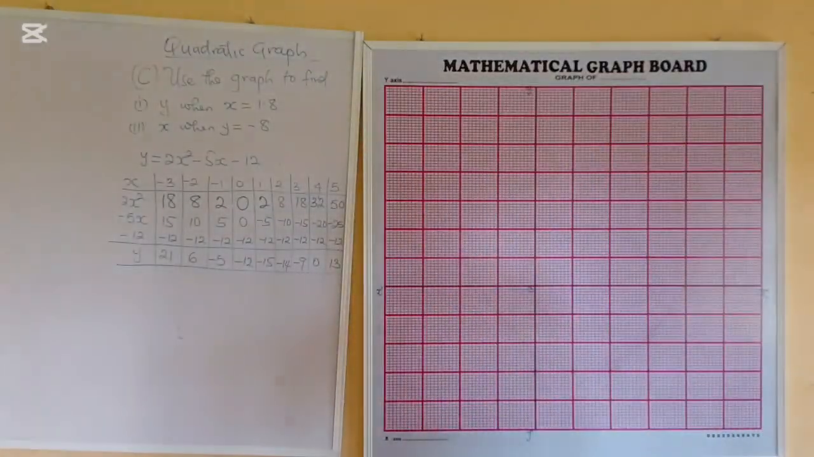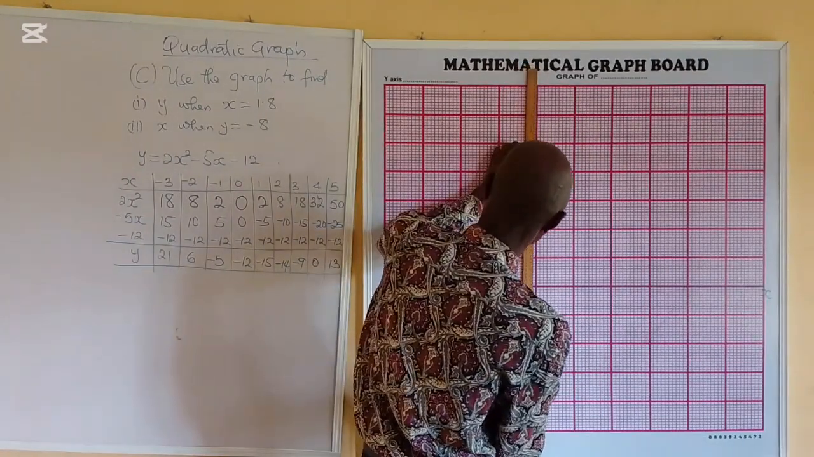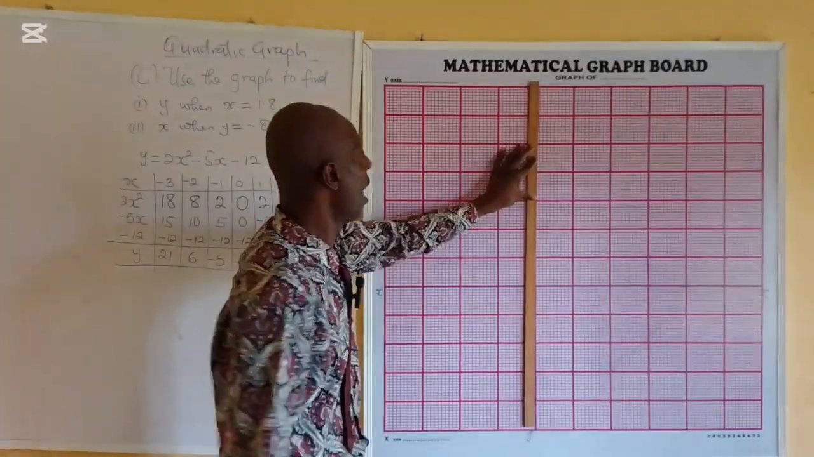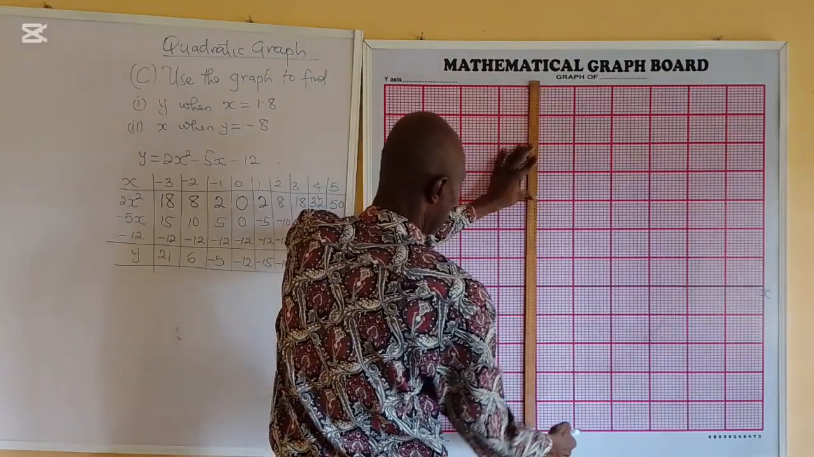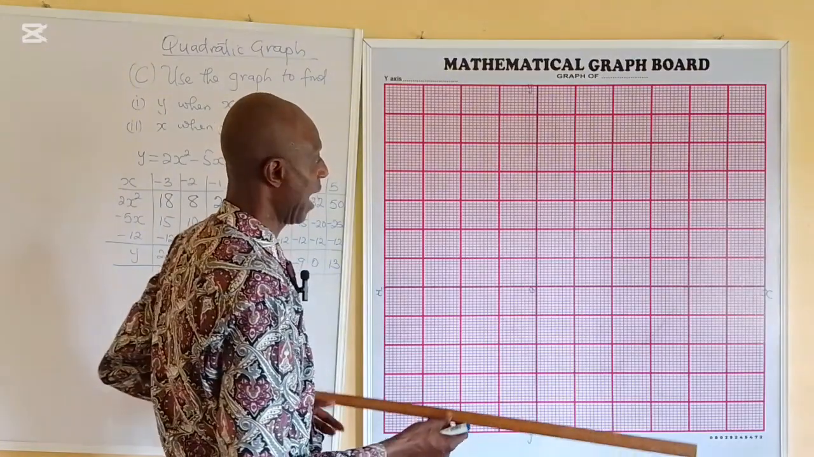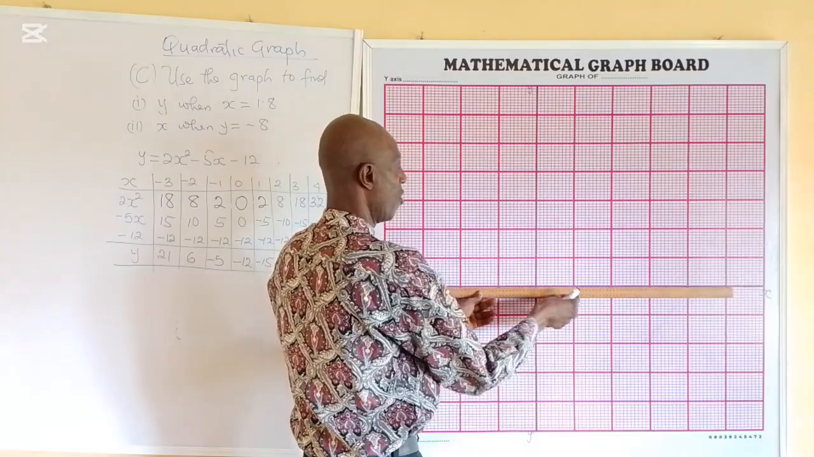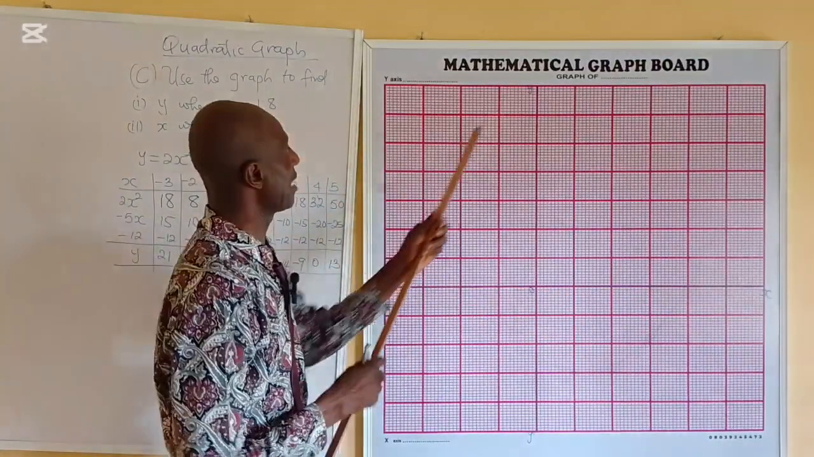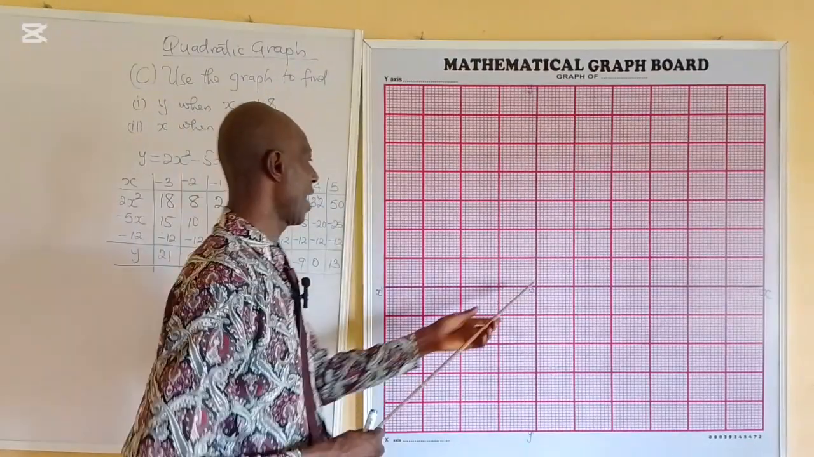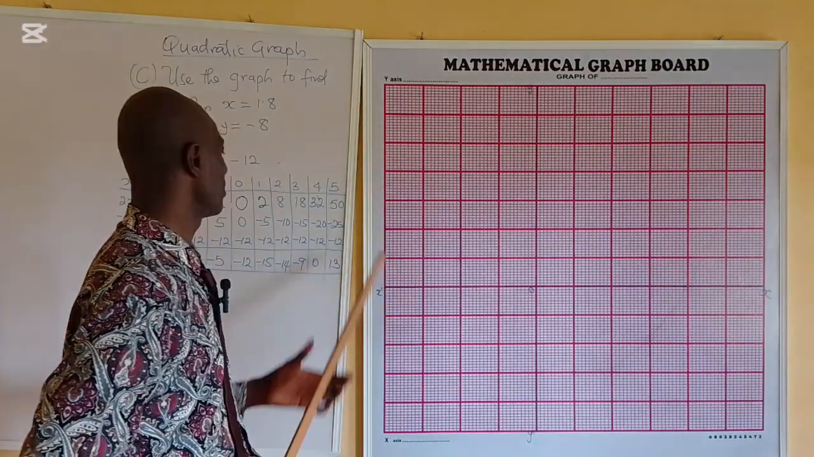And the question said we should plot a graph. Now, I will place it here. I will place it there. I will rule a line. I've already ruled it on the ground to conserve time. I will put it here again. I will draw another line. So this line I drew is the y-axis. This one is the x-axis. Here is the origin, 0. Here is negative y. Here is negative x.